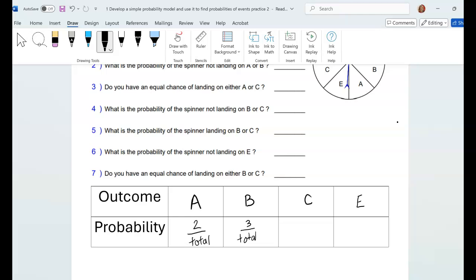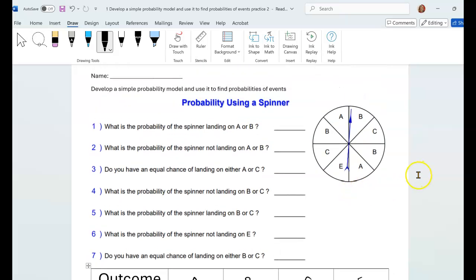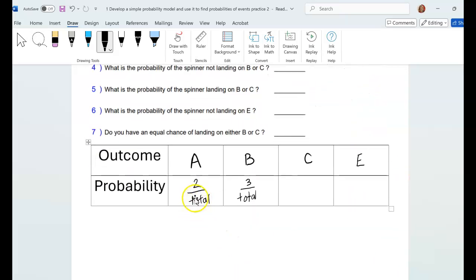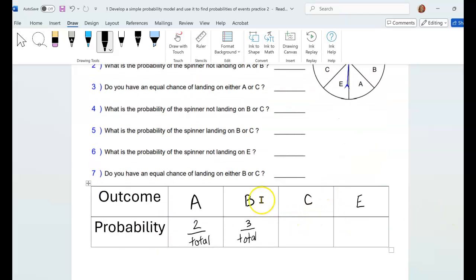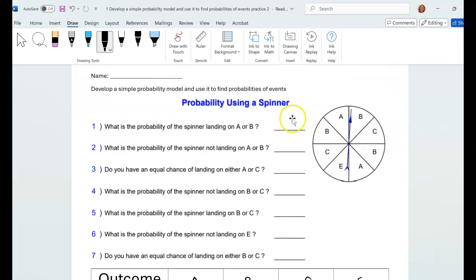Okay. So 2 A's, 3 B's. Change the total to a number. Count up the total of letters on the spinner. 1, 2, 3, 4, 5, 6, 7, 8. So you're going to replace the word total with that number. Total spaces on the spinner. Got me? I hope so. All right. See how we're filling out the table first, and then we can answer the questions.